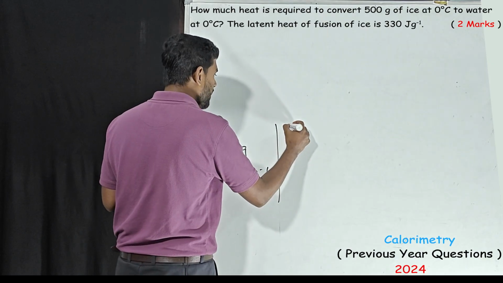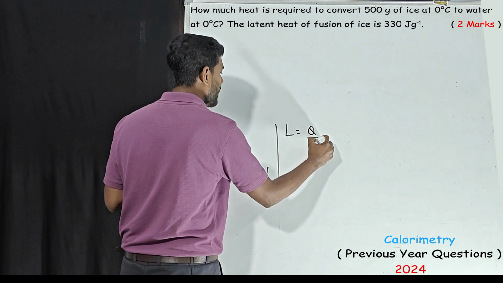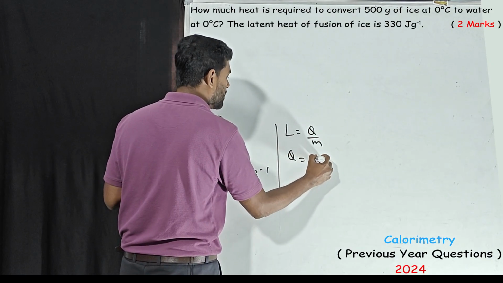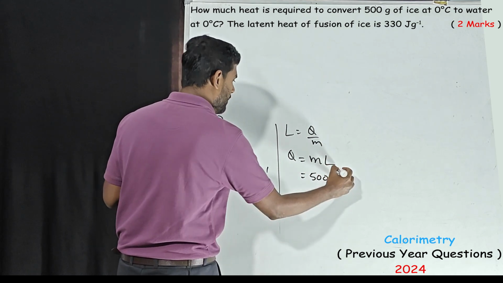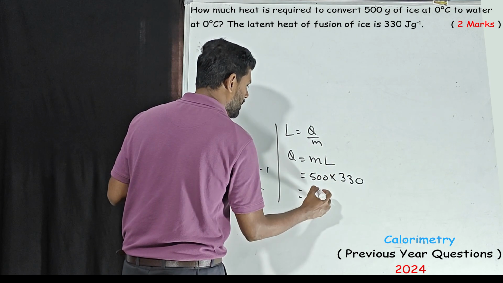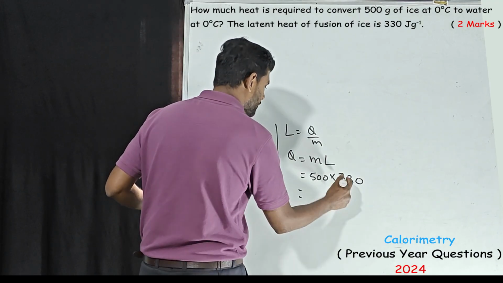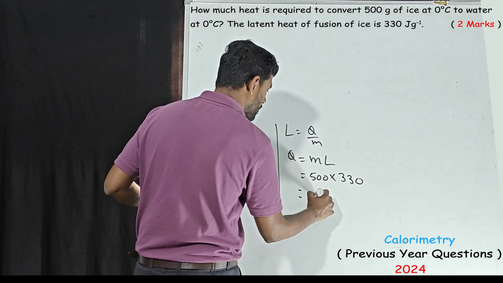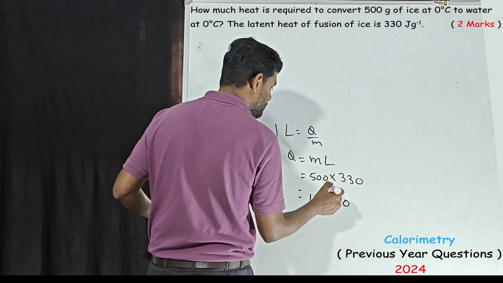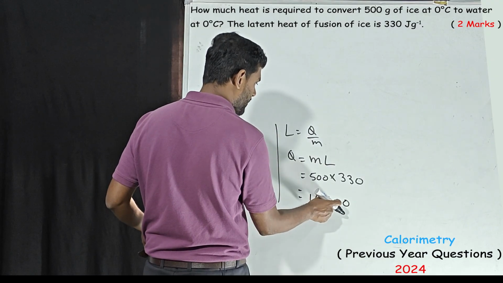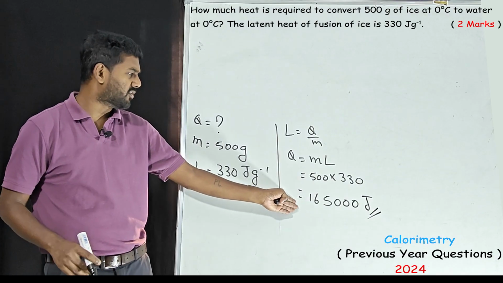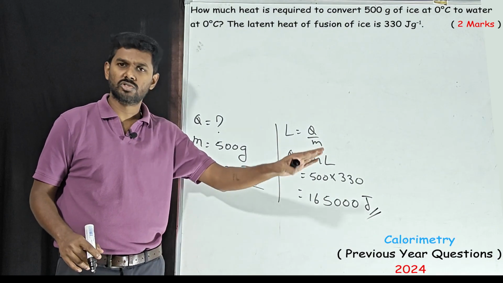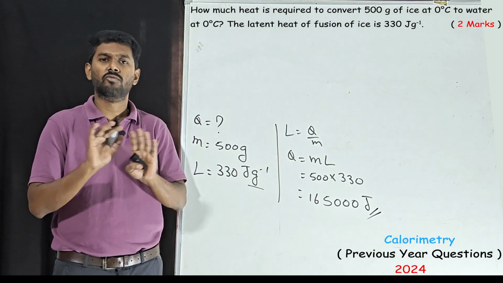Now both are in gram, no need to convert into anything. And we know L is equal to Q by m. We need Q. Q is equal to mL. Mass 500, L 330. So the final answer will be 165,000 joules. That's it. You don't have to convert into 165 kilojoules and all. If you keep it like this, you will get full marks.